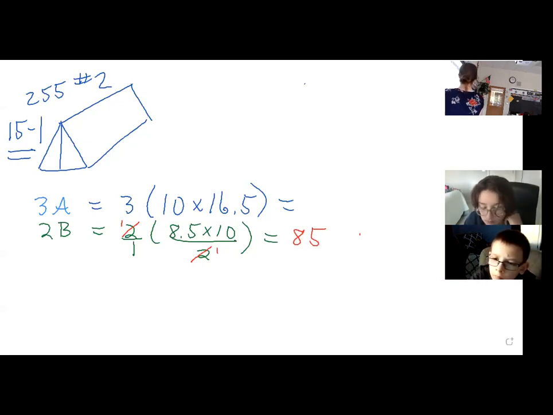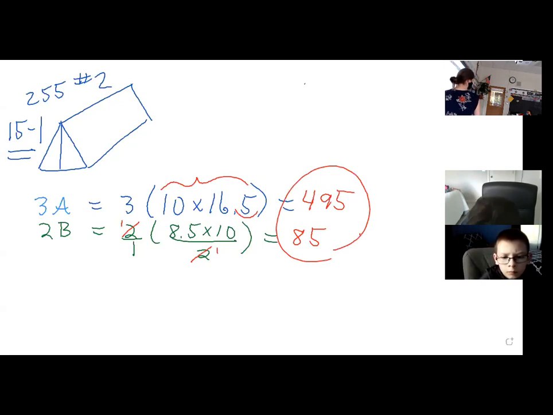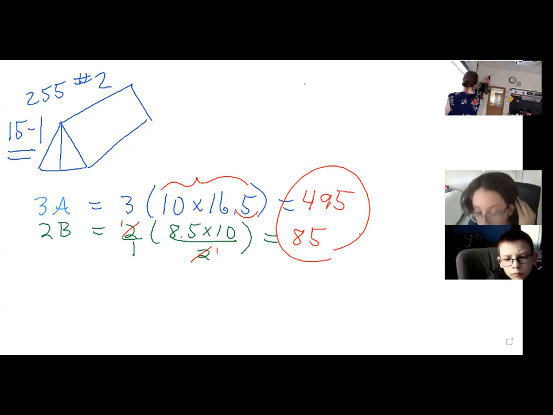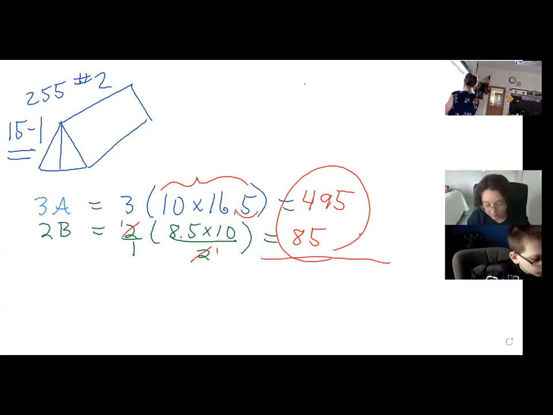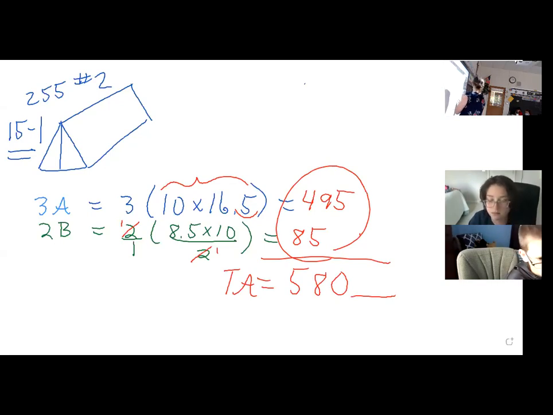Slide the decimal once, what would you get for 8.5 times 10? 85, good. So what if you did 16.5 times 10? Slide the decimal once, right? That would be 165. What's 165 times 3? Anyone get that answer? Okay, let's combine these two kind of partial areas. What'd you get? You should have this all on your paper here. What's 495 plus 85? So the total area, 580. Give me my dimensions here. What kind of dimensions? Centimeters? Centimeters squared. Okay.